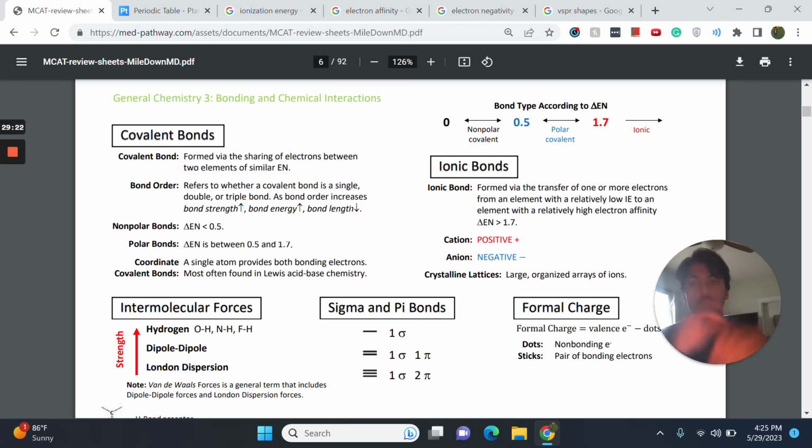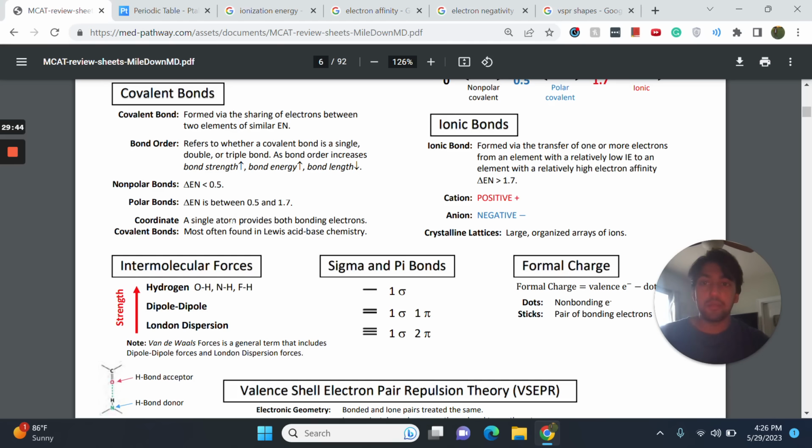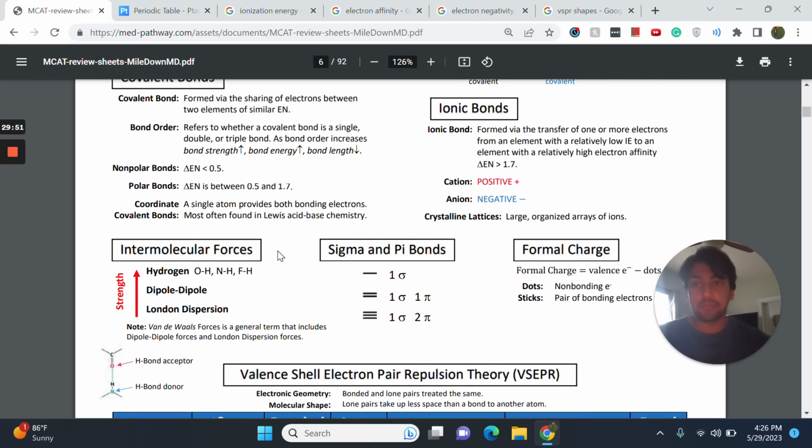Coordinate covalent bonds always were confusing to me, and that's when a single atom provides both bonding electrons. So it could happen in Lewis acid-base chemistry, which we're going to go into later. It's kind of a unique situation because usually we think of covalent bonds as the two atoms sharing the electrons, but in this case, the one atom is providing both electrons to supply that bond between the two atoms.